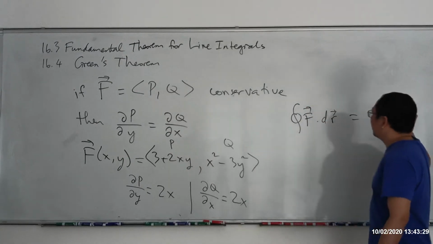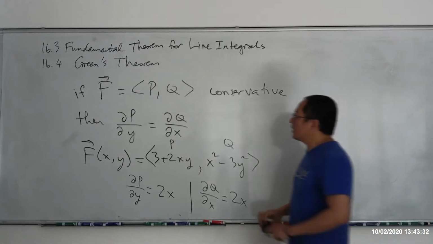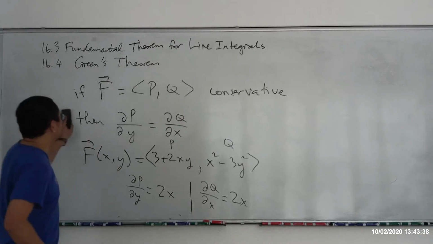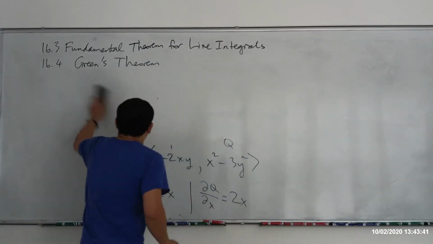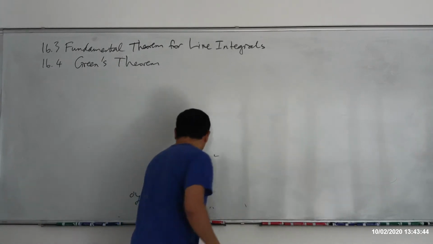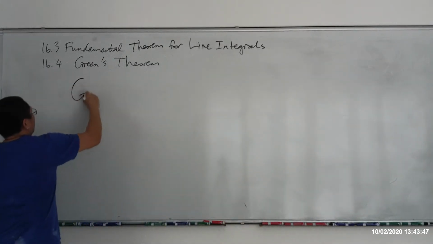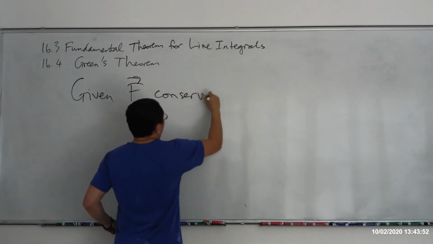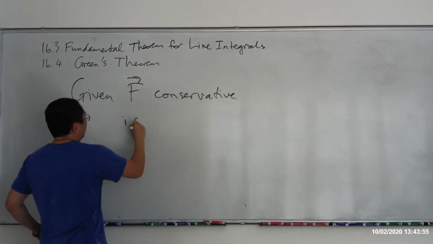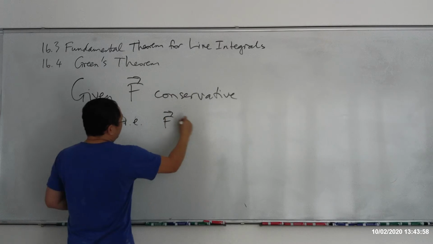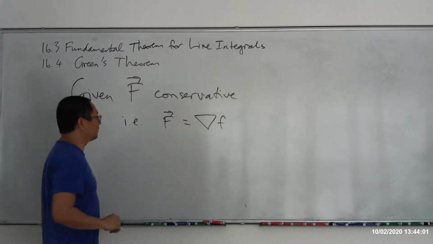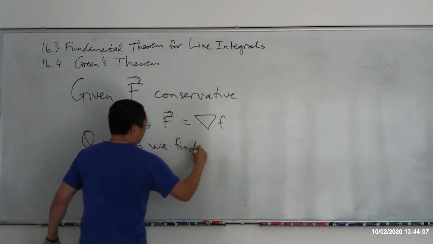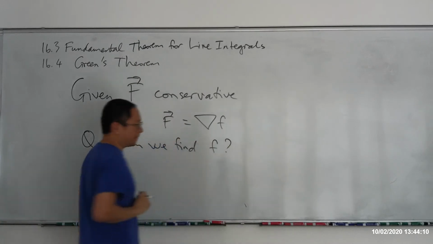Okay, the last thing that's going to be pretty important. Question is, if you are given the vector field F, is there any way for us to find the function f? Question is this, given vector field F conservative. Conservative means what? Means that vector field F is going to be equal to the gradient of some function f. Question, can we find that function f? The answer is yes.